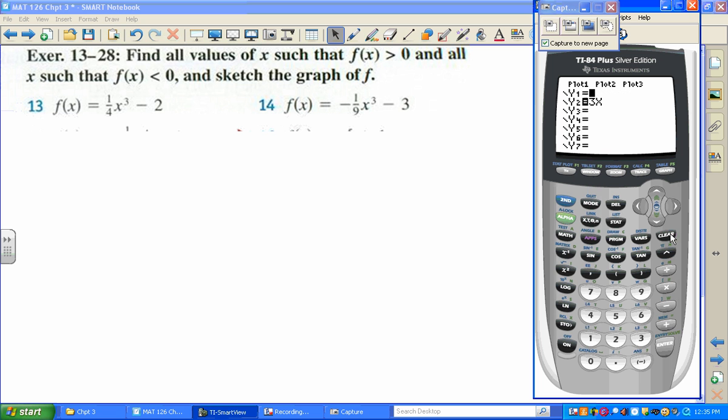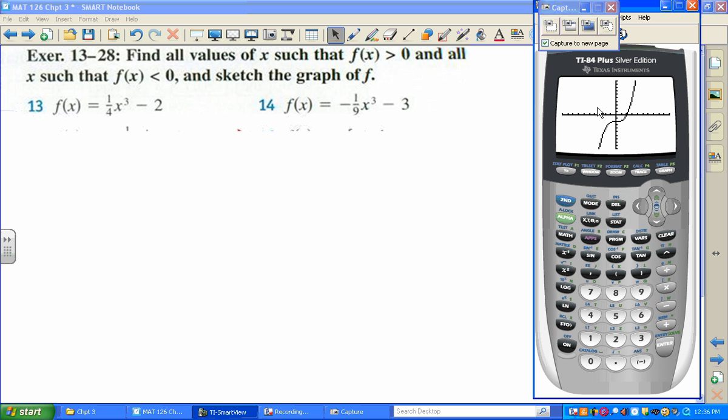Y equals, clear, clear. Parentheses. Which one am I doing? 13? 1 divided by 4 x caret 3. Everybody knows that this is a snake type of function. And it's dropped 2 levels down. And the 1/4, does that change the y's or the x's in front of it? The y, so it's actually making it wider. I'm going to go to zoom 6. And there we go.